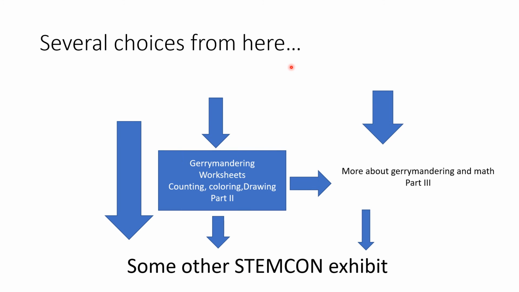Now you have several choices from here. You can continue with gerrymandering. We have worksheets which have the youngsters counting, coloring, and drawing with their parents. Or you can go directly to a talk more about gerrymandering in math. Or you can go to some other STEMCom exhibits. And the last path is you could do the coloring, counting, and drawing, and then listen to the additional talk.